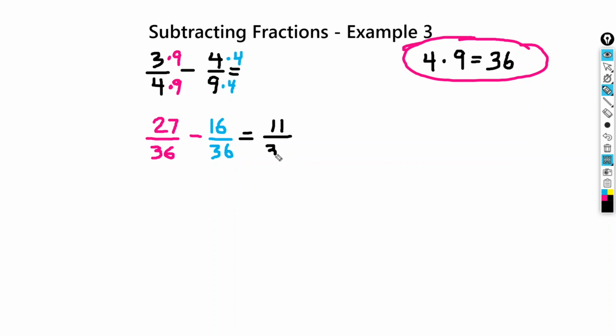over 36. So 11 is a prime number, meaning it's only divisible by 1 and 11. So we got to check, is 36 divisible by 11? Well, 33 would be, but 36 is not. So this is as far as we can go in terms of simplifying the difference here.